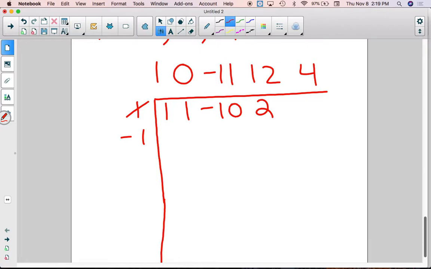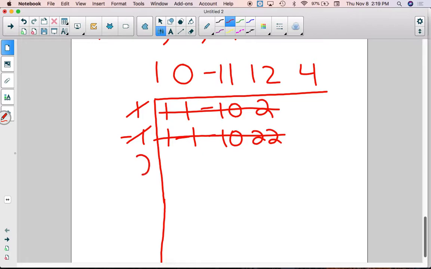Drop the 1 down. So you're done with this row. You just ignore it. Drop the 1 down from up here. I do negative 1 times 1 plus 0. Then you do negative 1 times negative 11, and that would be a positive 10. Plus 12 would be 22, so that's not going to work. Okay, so I'm done with that.